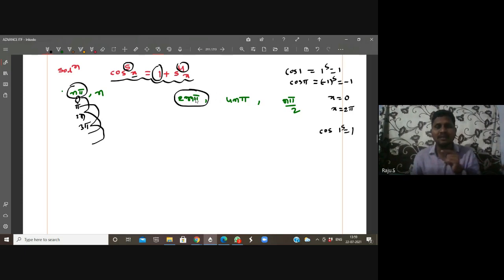What is the answer? 2n pi. Yes, exactly. For every 2n pi, sine becomes 0. What is sine 0? 0. What is sine 2 pi? 0. What is sine 4 pi? 0. So cos becomes 1, sine becomes 0, so 1 is equal to 1. What is the answer then? It is 2n pi.